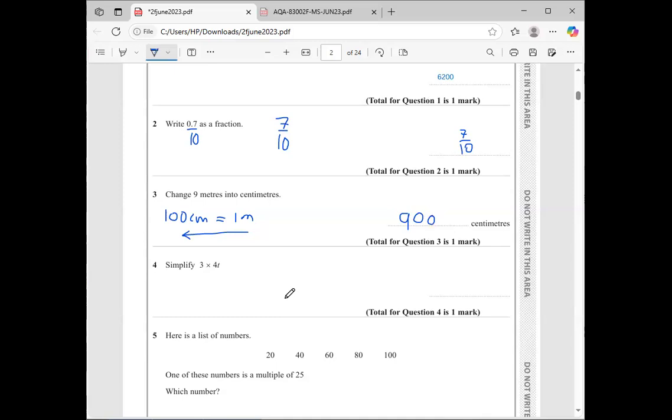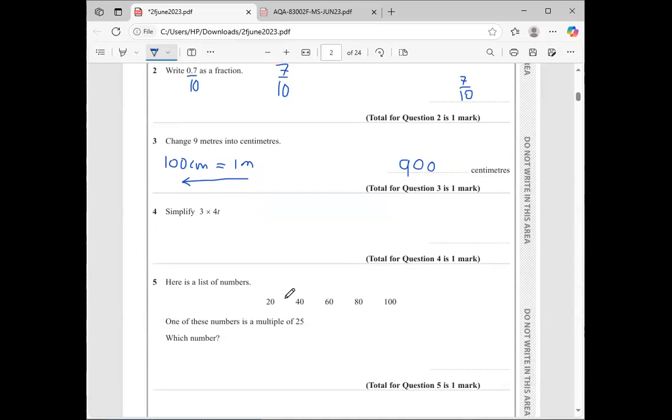Okay, moving on. Simplify 3 times 4t. I mean, without even blinking. That's 12t, isn't it? It's just a reminder. I know that this is not something that should confuse you. When you're dealing with multiplication and division, especially in scenarios like this, we don't usually say collect like terms.